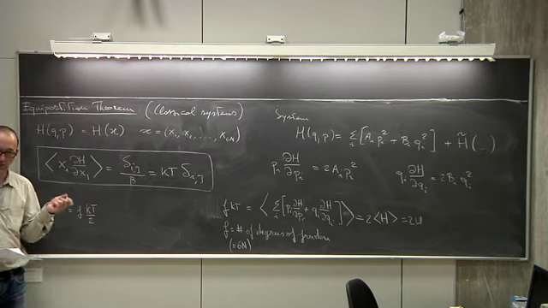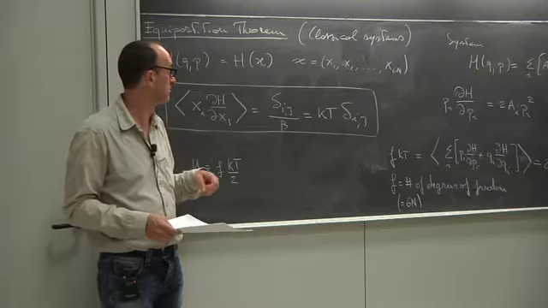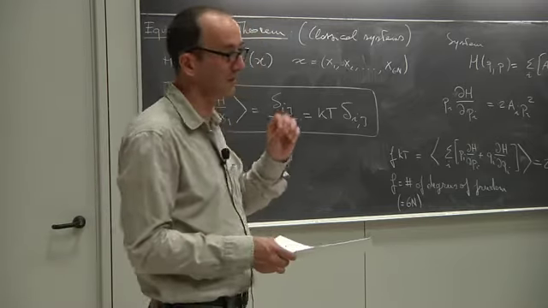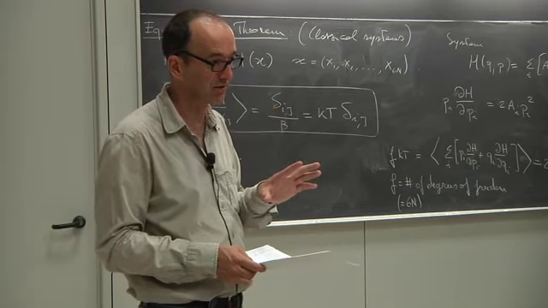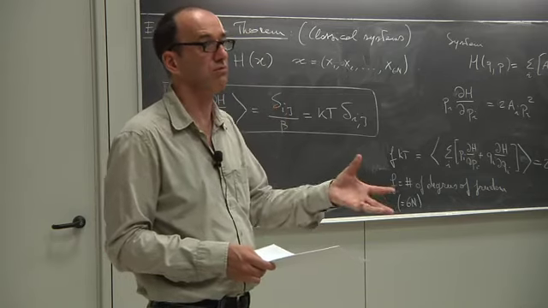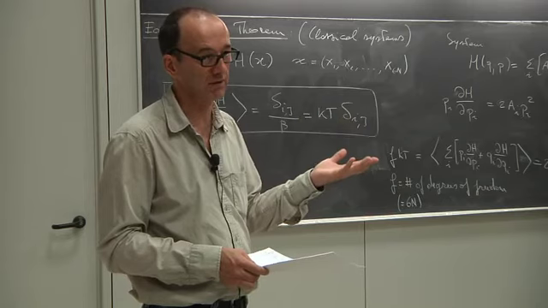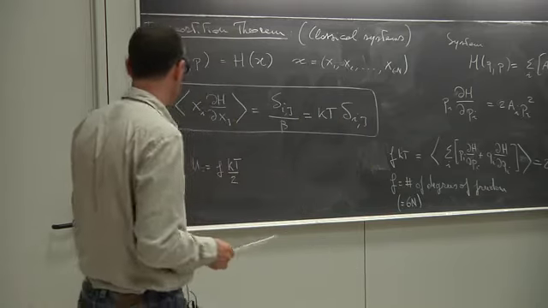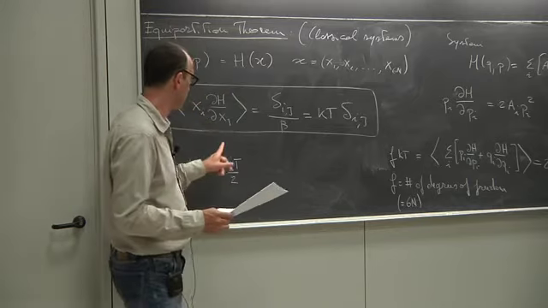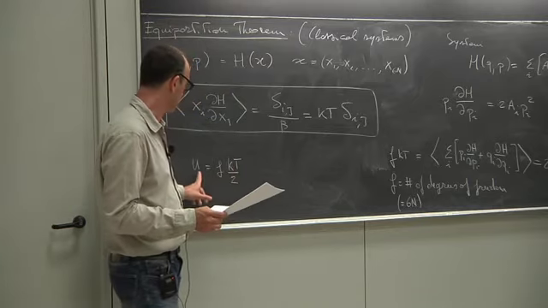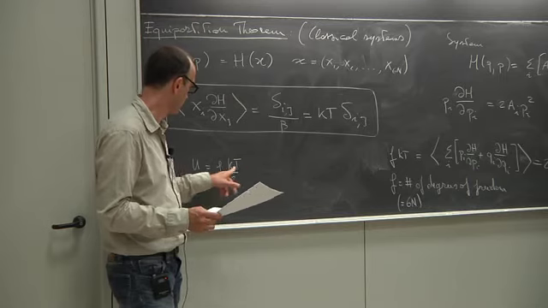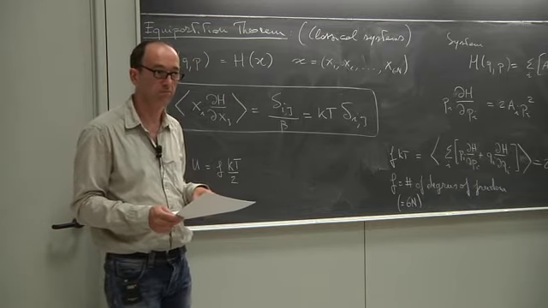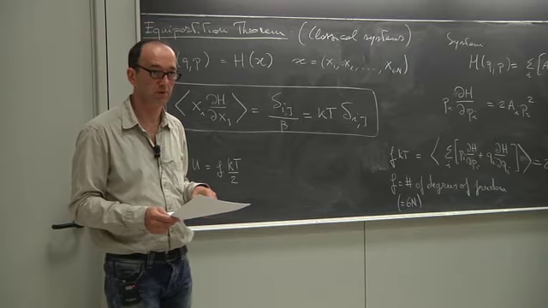And this is called the equipartition theorem. Okay? It tells you that all degrees of freedom which enter quadratically into the Hamiltonian give a contribution to the energy which is kT over 2. Or if you want, they all give a contribution to the specific heat, which is the derivative of the energy with respect to temperature, which is k over 2. Okay?